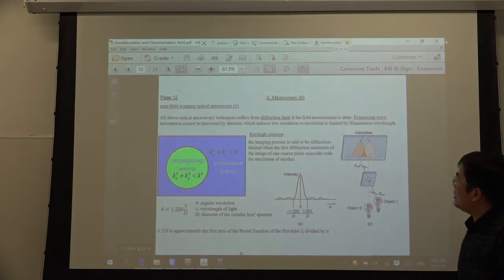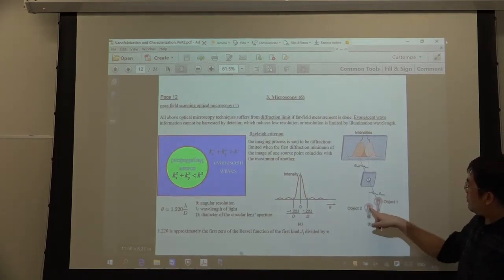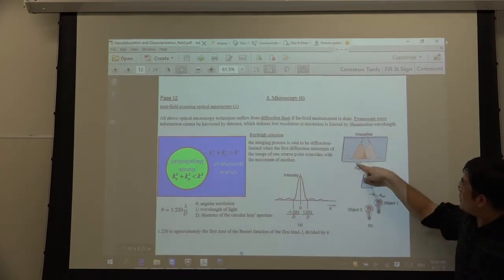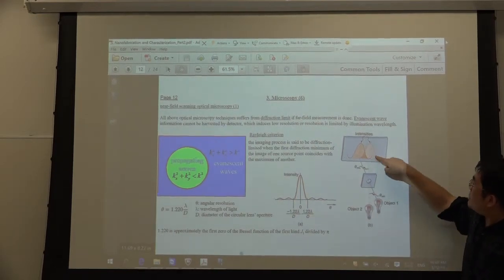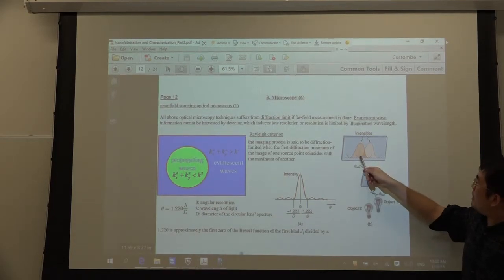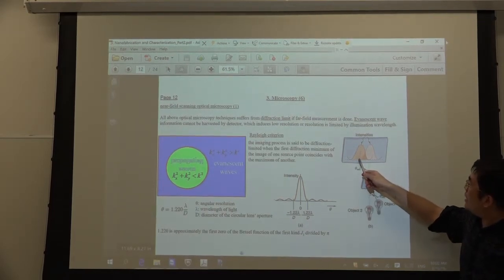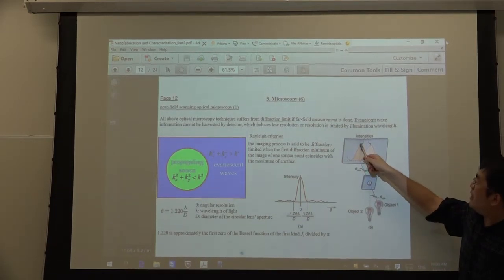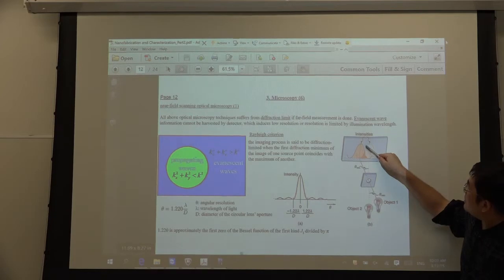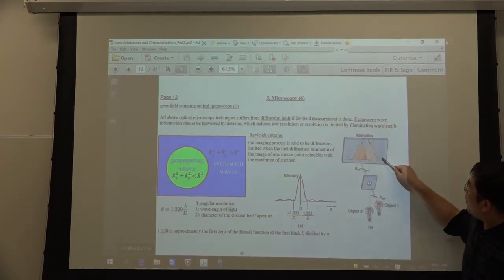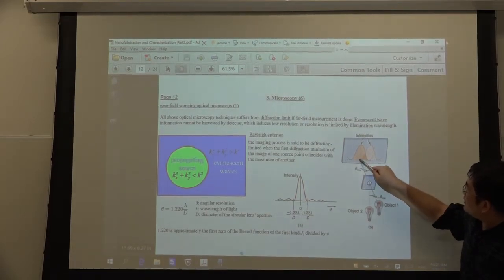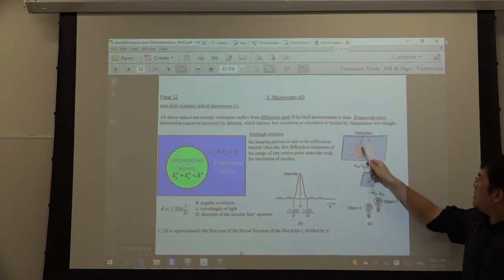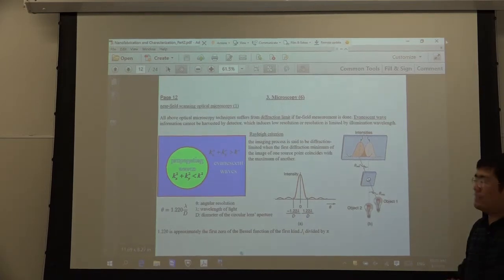So what is the diffraction limit? You set two points, object 1 and object 2, going through this pinhole. You can see object 1 and object 2 in the image. When the first minimum, or diffraction minimum, of one point coincides with the maximum of the other point, this is just resolved.